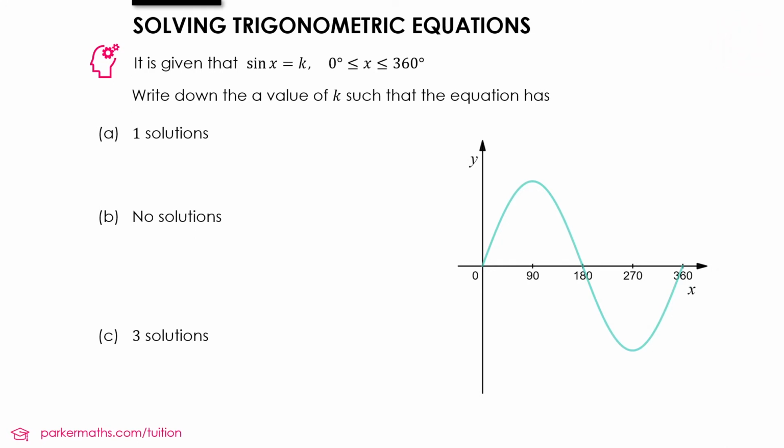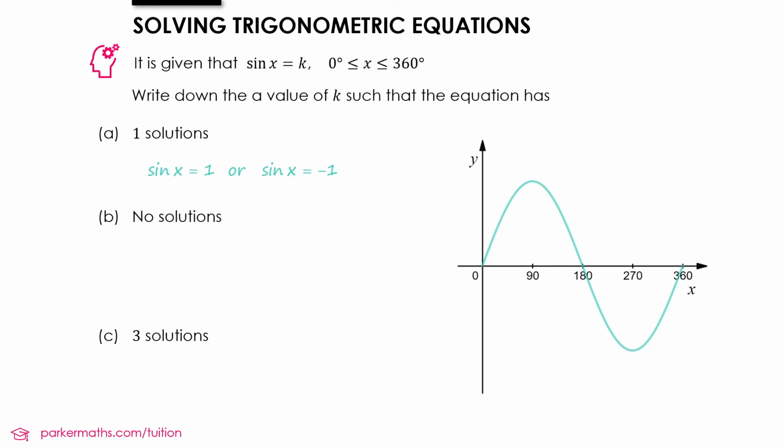Welcome back. Let's have a think about one solution first. We could draw a horizontal line across that looks like this, where it just touches the top of the curve but doesn't intersect it in 2 places. In that case, we would have the equation sin x equals 1, the maximum value on the sine curve. There's another place we could have put it as well. We could put it down here and solve the equation sin x equals minus 1. So those 2 are special cases where you'll only get 1 solution in a 360 degree region.